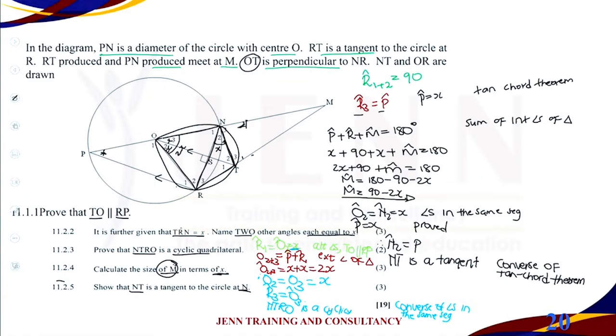Why is it a tangent to the circle at N? I will just erase this for convenience sake so that you could see it. If this line is a tangent to the circle at N, it definitely means this angle is equal to that angle. Hence, we are saying NT is a tangent. Why? Because of the converse of the tan-chord theorem.